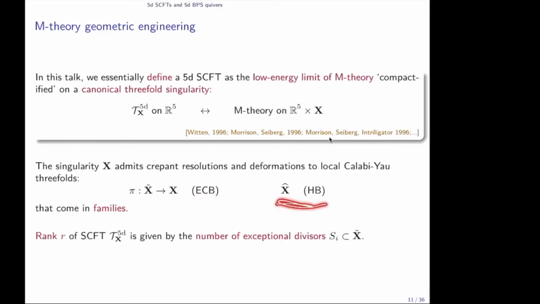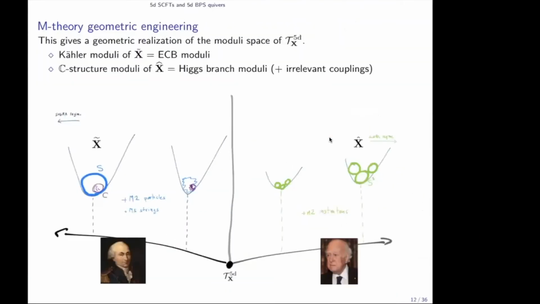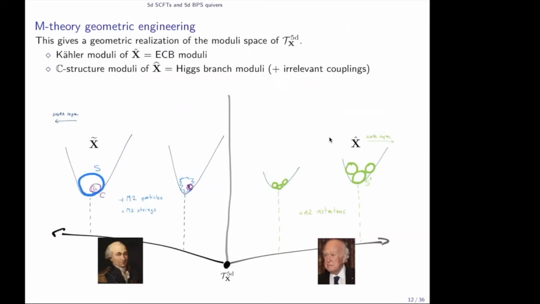And conversely, if you deform the singularity instead of resolving it, it would correspond to going onto the X branch, but I won't talk about that today. And so geometrically, the rank of the SCFT is just the number of exceptional divisors. So for each 4-cycle in this resolution, so a divisor, you would get a low energy U(1) vector multiplet in 5D. All right, so that's what I just said. We just deform the singularity and we go on the Coulomb branch.